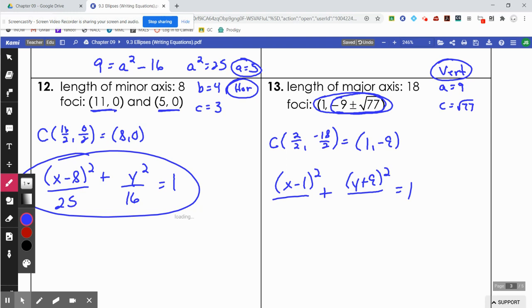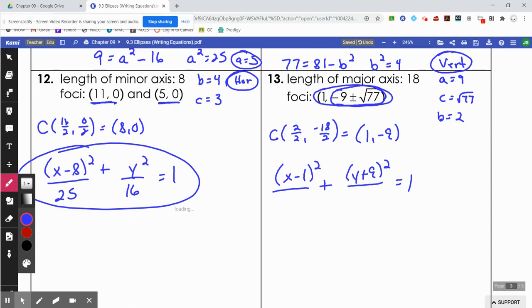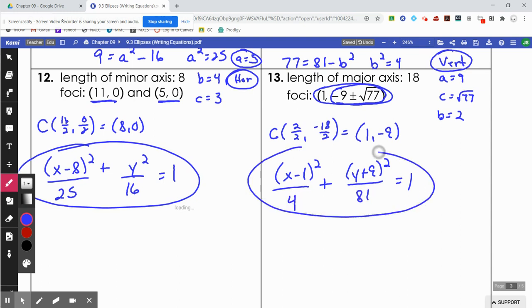We know that c squared is equal to a squared minus b squared. So that tells me that b squared is 4, so b would have to be 2. Again, since it's vertical, the larger number goes under the y, so a squared goes under y, b squared goes under x.